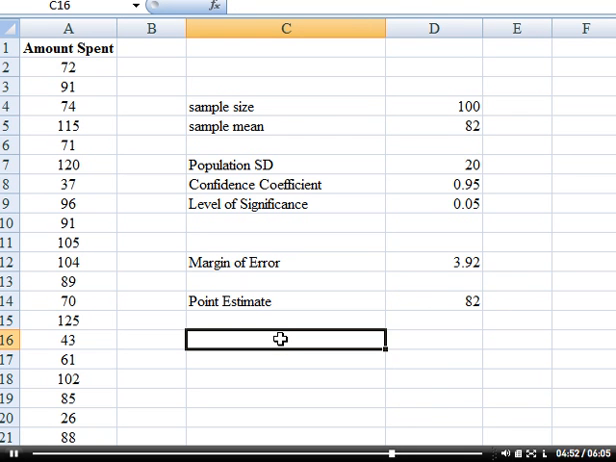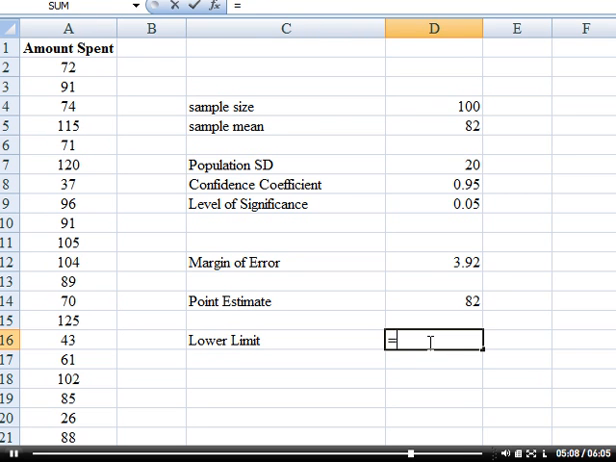You recall that a confidence interval is the point estimate plus or minus the margin of error. So our lower limit will be the point estimate, so I can write D14 minus the margin of error, so minus D12. So that will be the lower limit.